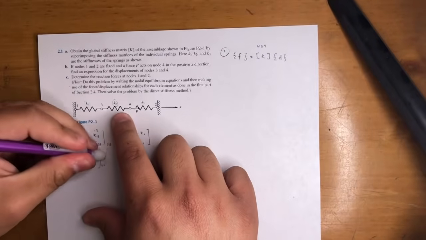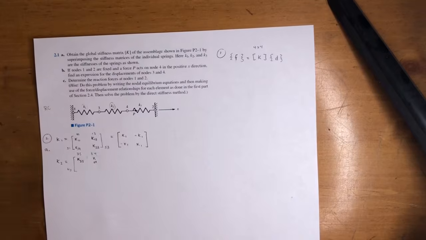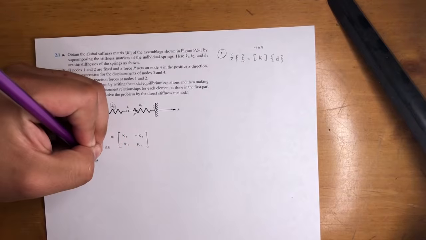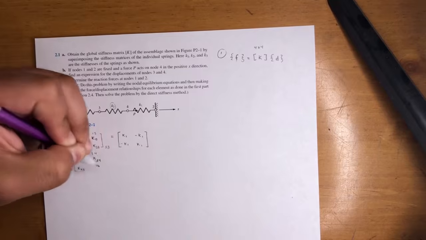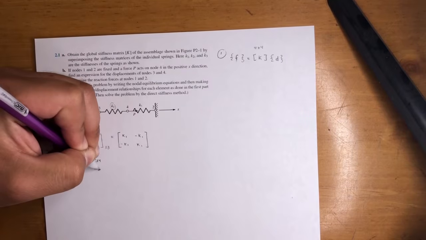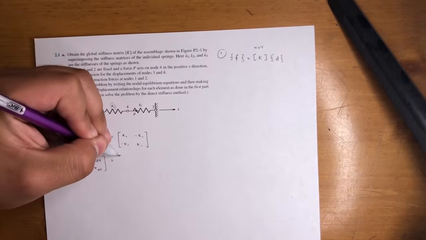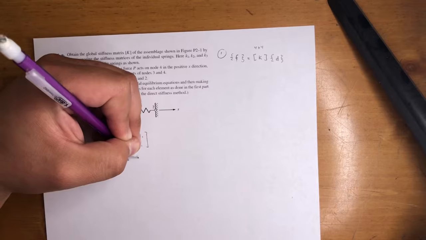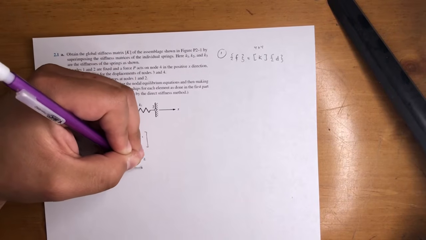Let me make this bigger. This is K3, 4. This right here is K4, 3. This one is K4, 4. And again, we're dealing with the second spring. So it's K2, negative K2, negative K2, K2.